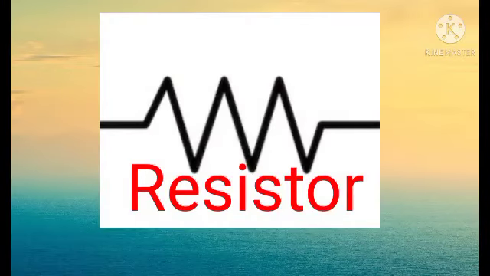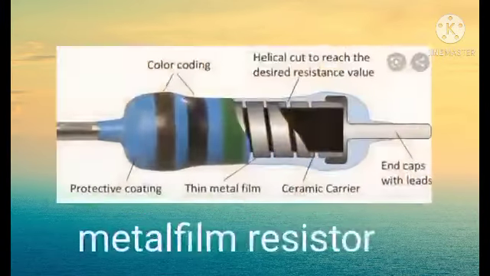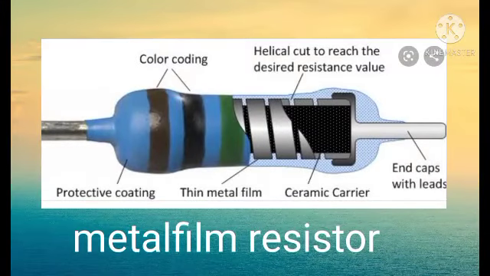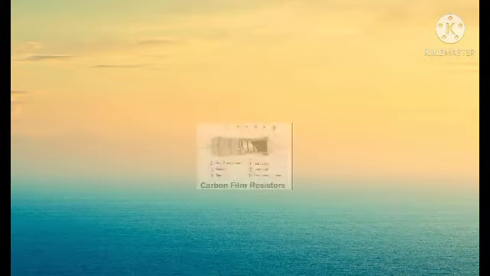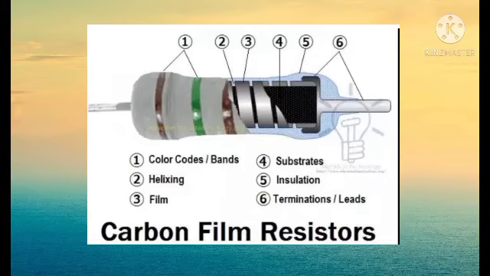Resistor. Resistor is an important component while constructing the circuit. There are different types of resistors like fixed resistors and variable resistor, metal film resistor, carbon composition resistor. Figure shows the metal film resistor and the construction of metal film resistor. There is another type of resistor, that is carbon film resistor. Figure shows the construction of carbon film resistor.